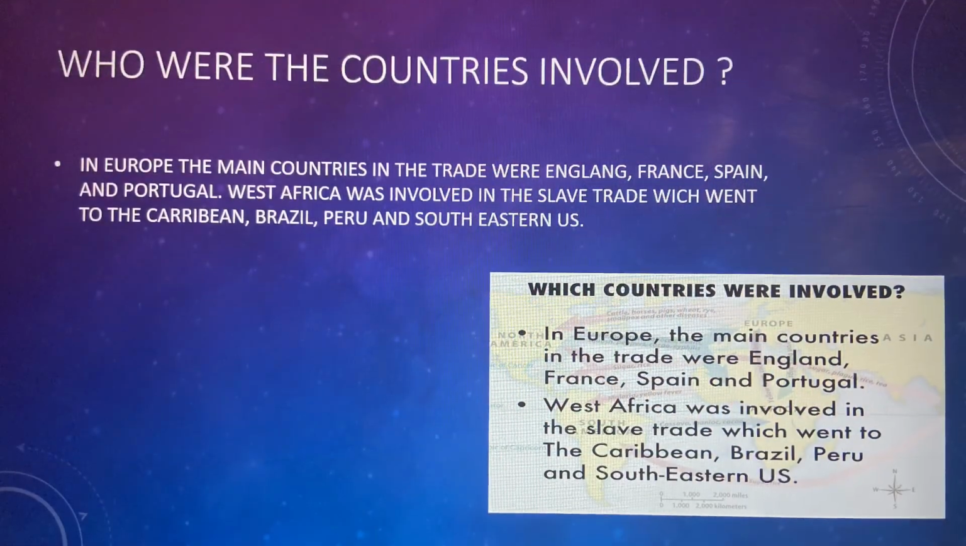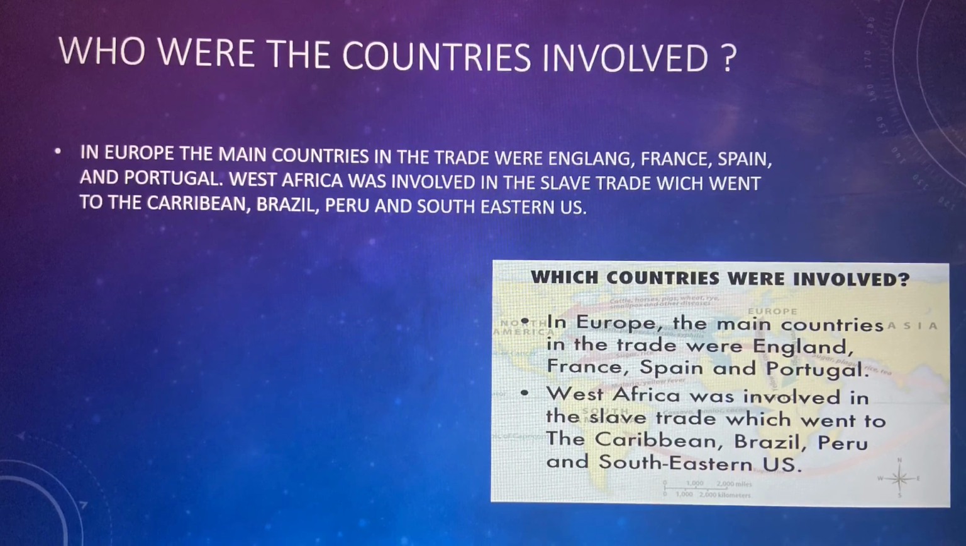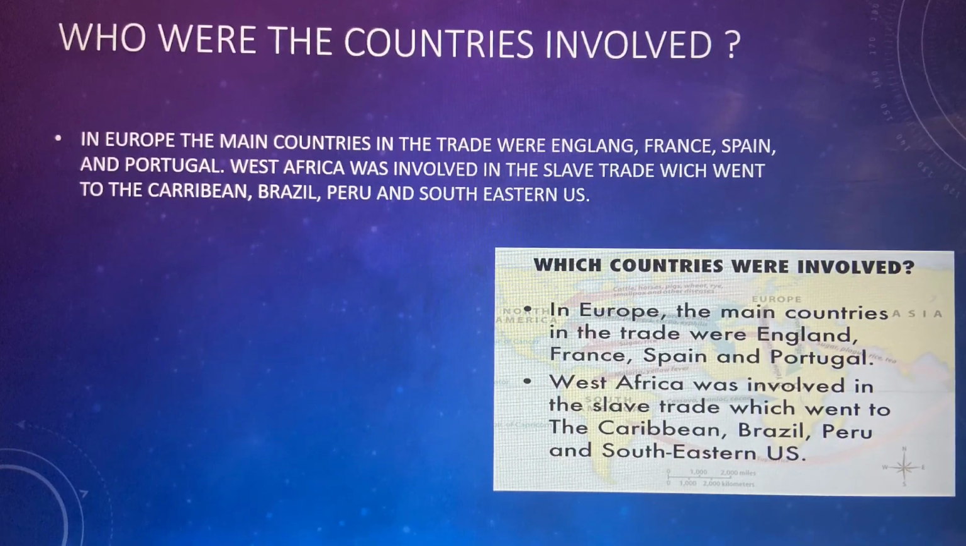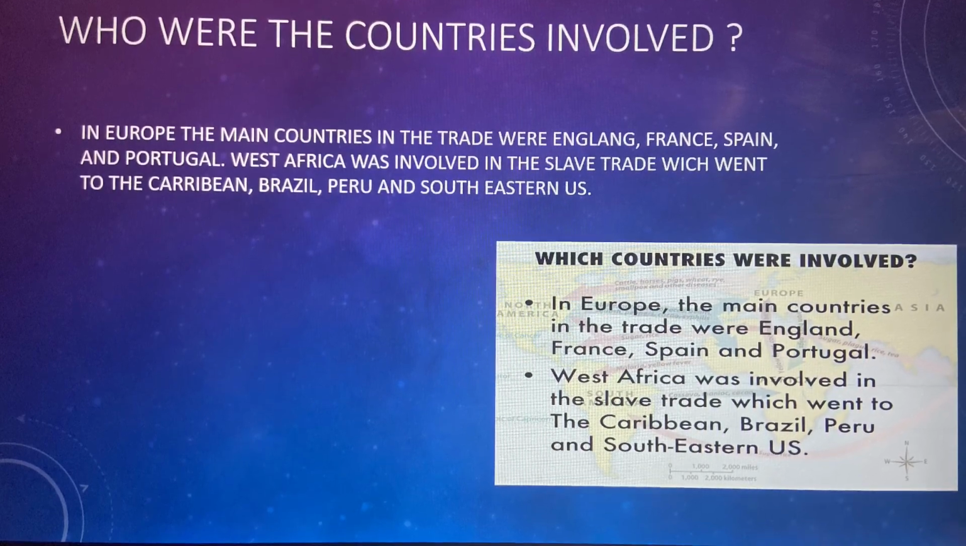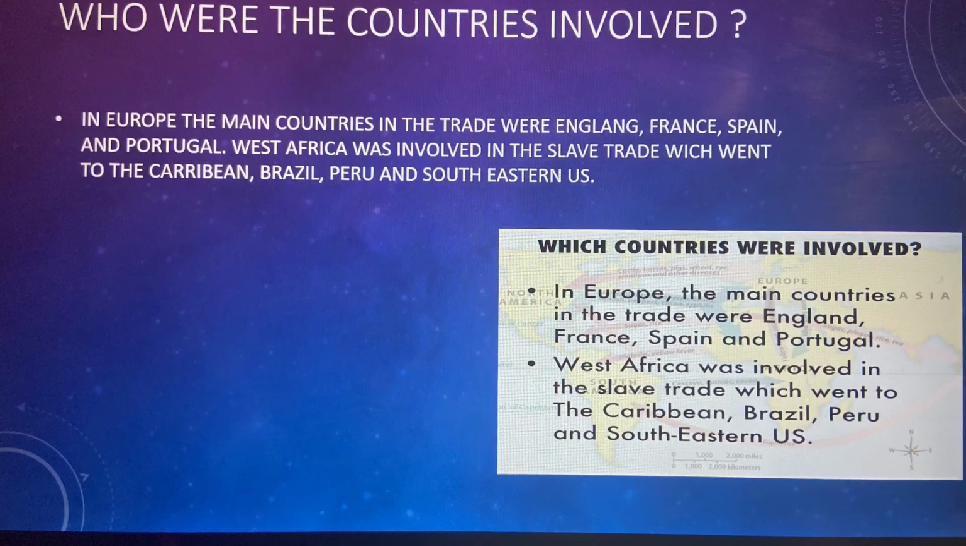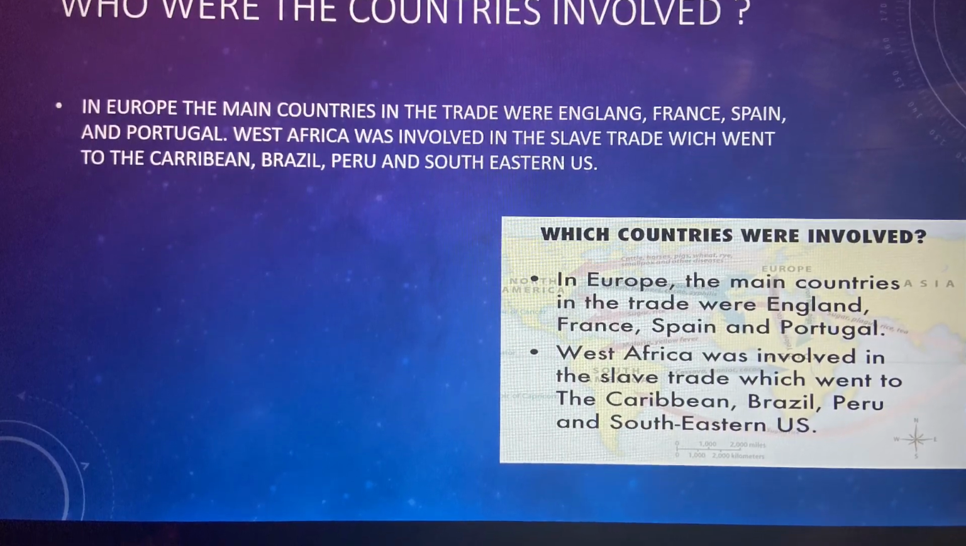Who were the countries involved? In Europe, the main countries in the trade were England, France, Spain, and Portugal. West Africa was involved in the slave trade, which went to the Caribbean, Brazil, Peru, and southeastern U.S.